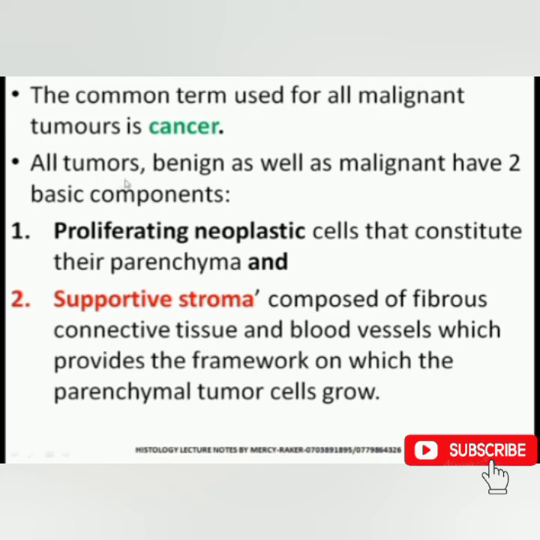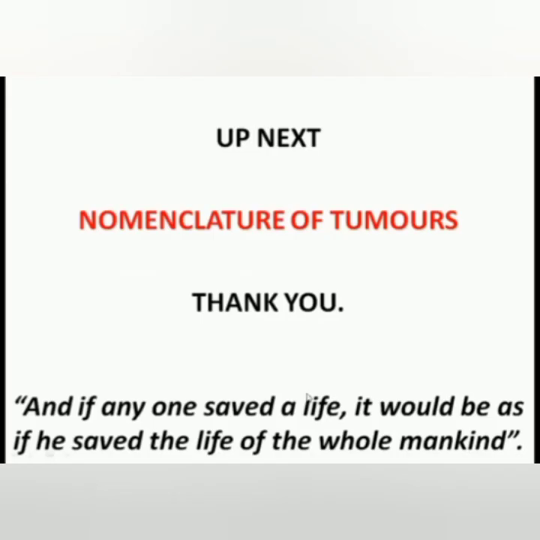All tumors, either benign or malignant, have two basic components. One, proliferating neoplastic cells that constitute their parenchyma, and the supportive stroma, composed of fibrous connective tissue and blood vessels. And the supportive stroma provides the framework on which the parenchymal tumor cells grow. Next, we shall discuss the nomenclature of tumors.